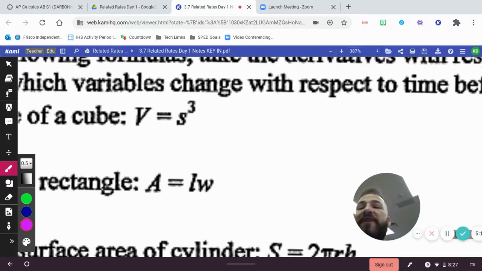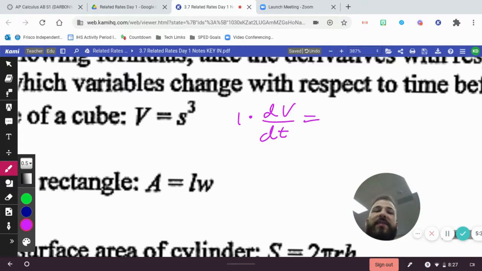So the derivative of v is just 1, because just like if I derived x, x would become 1. So if I derive v, it would become 1. But then I multiply by the derivative of v with respect to time. So I multiply by dv over dt. So that'd be equal to, what would the derivative of s cubed be? Well, that's a power rule, so 3s squared. And then I multiply by, because I derived a variable that was not t, ds dt, because I derived s, so I get ds dt.